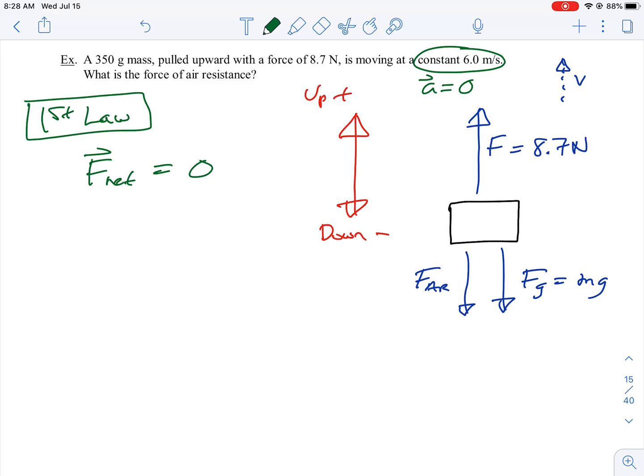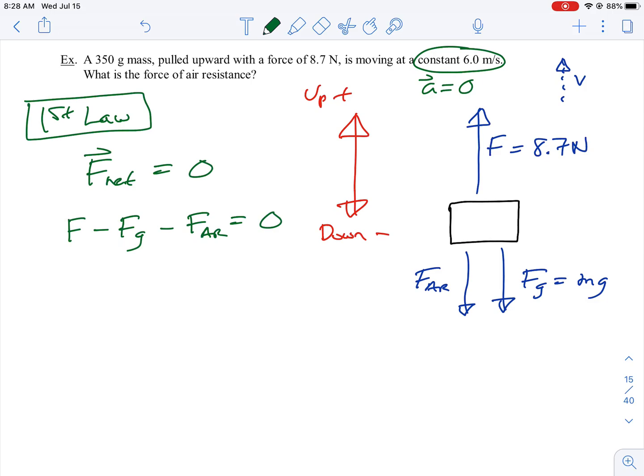Okay, so we start with F. Here's the letter F. That's the magnitude. Direction, do you guys agree? It's going upward, it's positive. So you can just leave it as F. FG is going down, so that'll be a negative FG. And FAR is going down, so it'll be a negative FAR equal to 0.